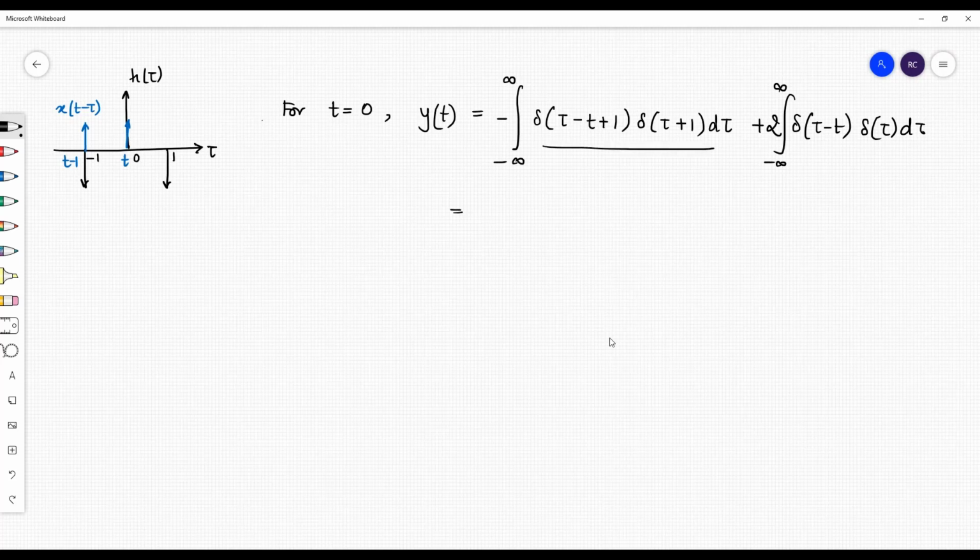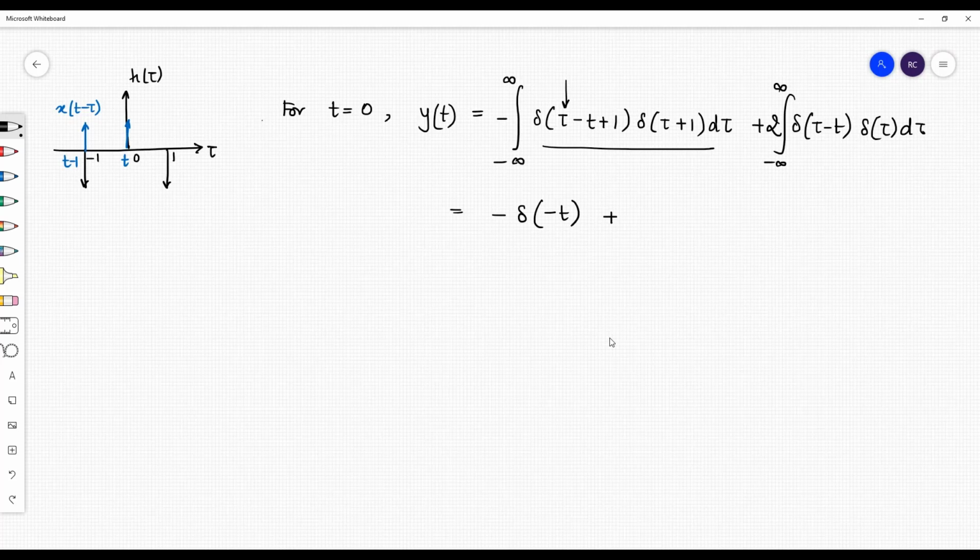We know that the product will be non-zero only at tau equal to minus 1. So I plug in tau equal to minus 1 here, minus 1 plus 1 disappears, and as a result I get delta of minus t, minus delta of minus t, times the integration from minus infinity to plus infinity of delta(tau plus 1) d tau, which is equal to 1, so I'm not writing it, plus the second term.